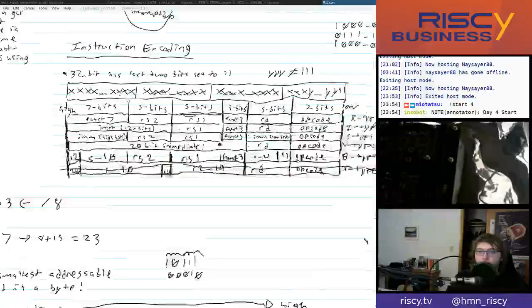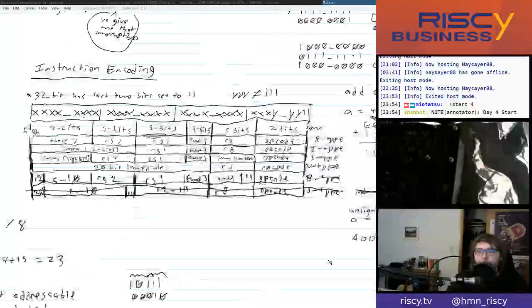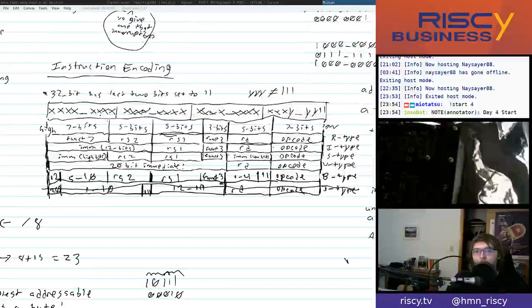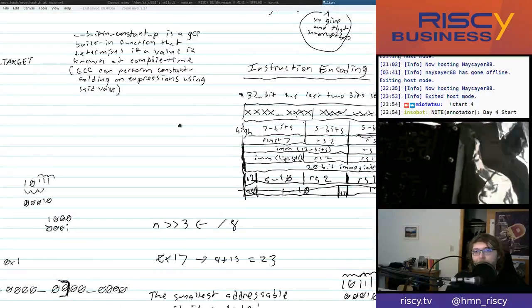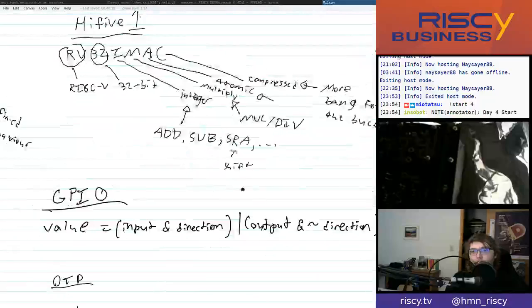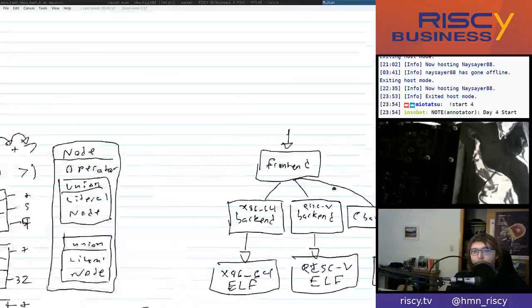But like I say, these are just little hacks to get around the fact that you have limited space to work with in your instruction encoding. That's really all it is. So that's all you need to know about those, really.